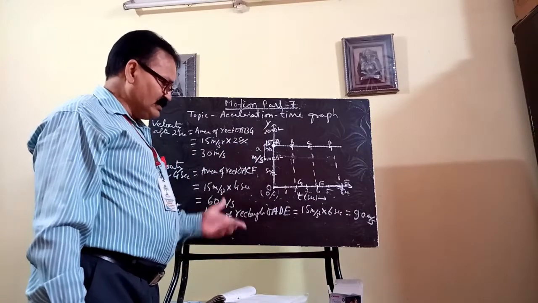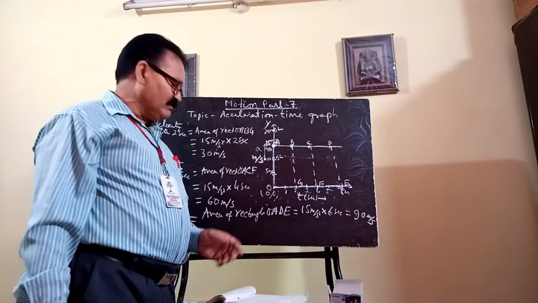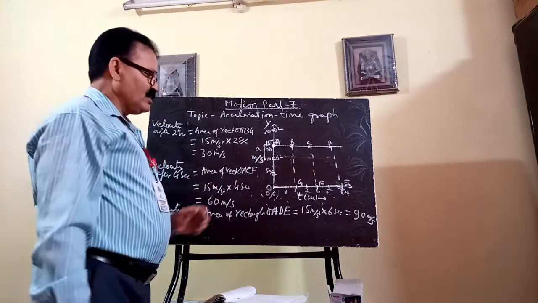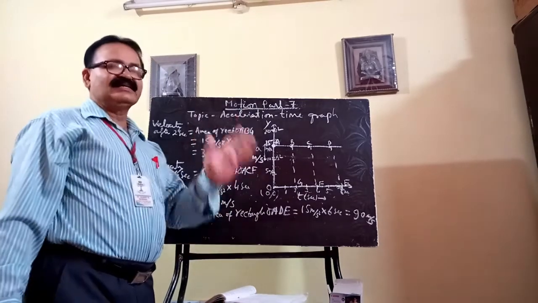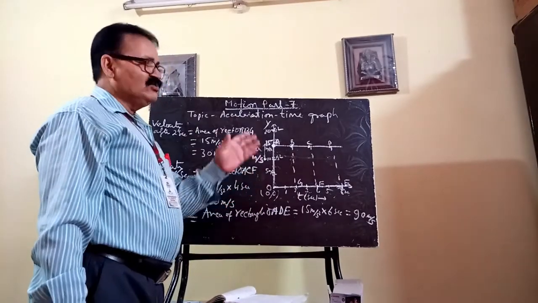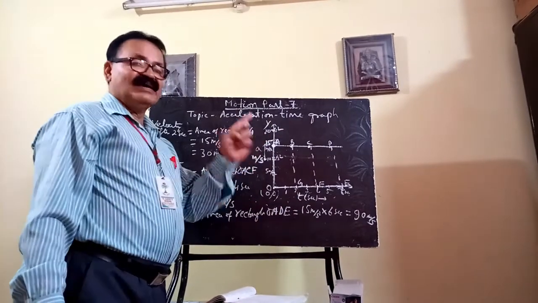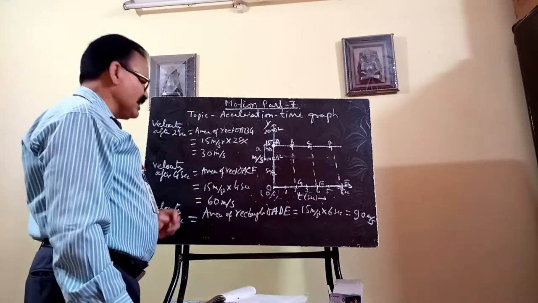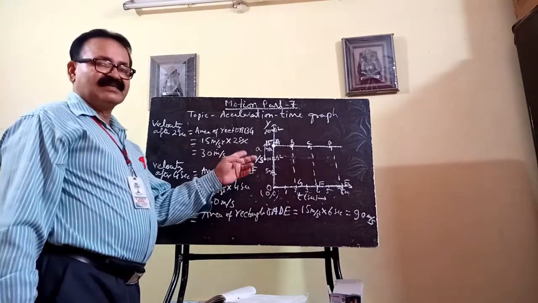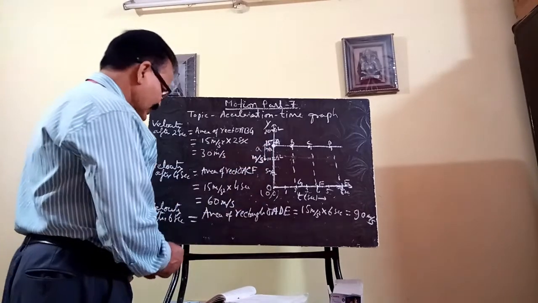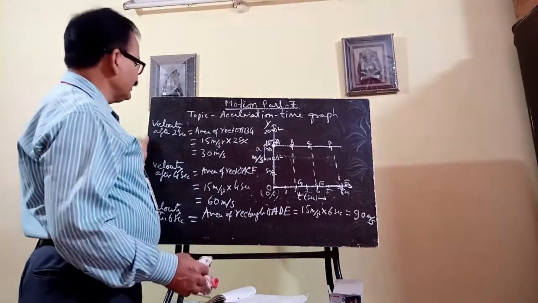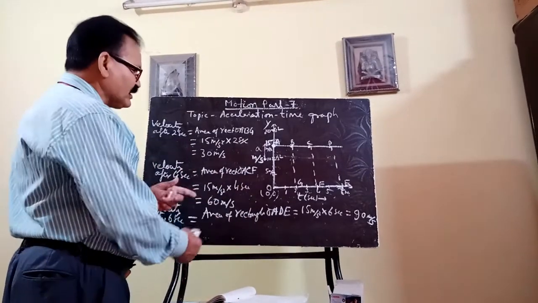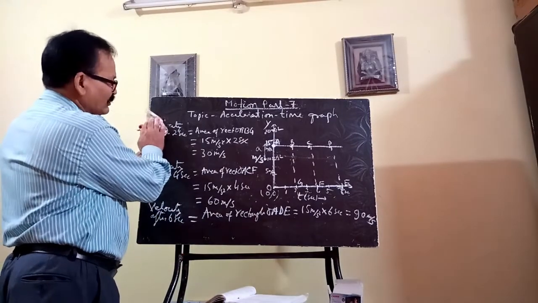So in this way, from the acceleration time graph, by finding the area, you can calculate the velocity of the moving body at different time intervals, and accordingly you can also draw the velocity time graph with the help of the acceleration time graph. After calculating the velocity at different time intervals, you can plot it on your graph.